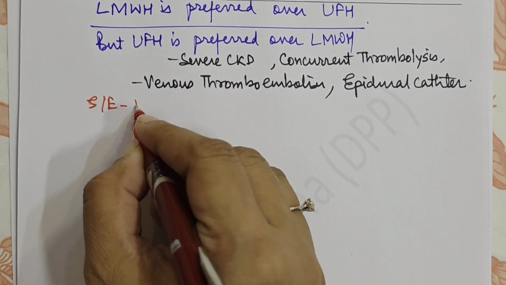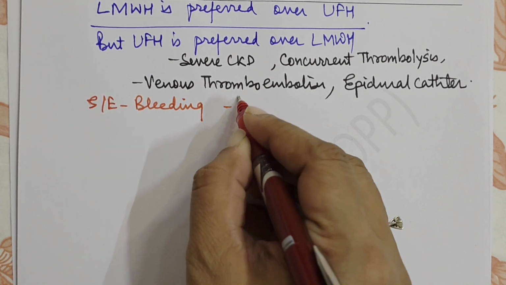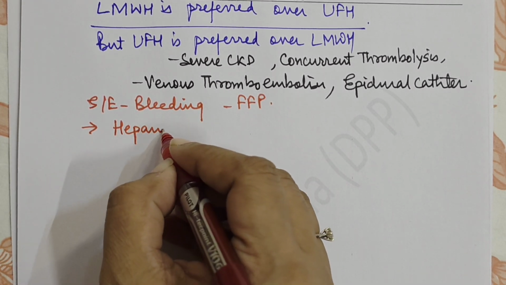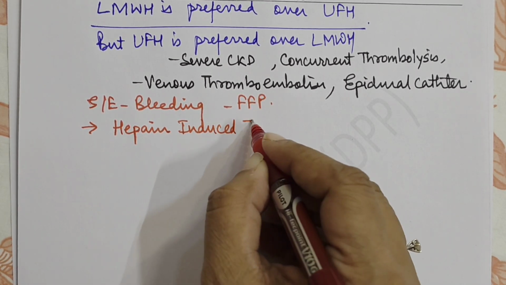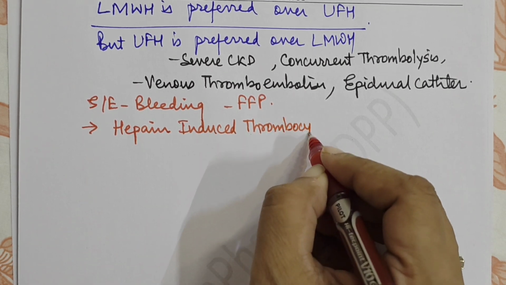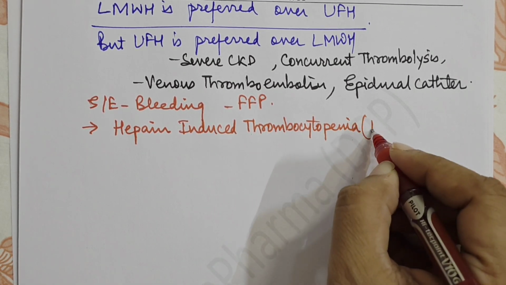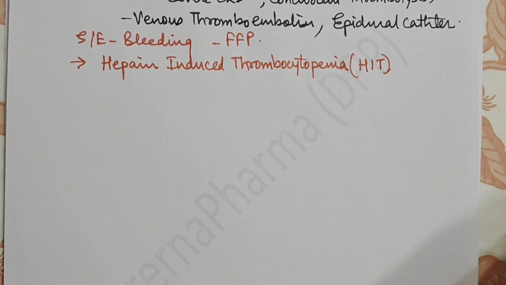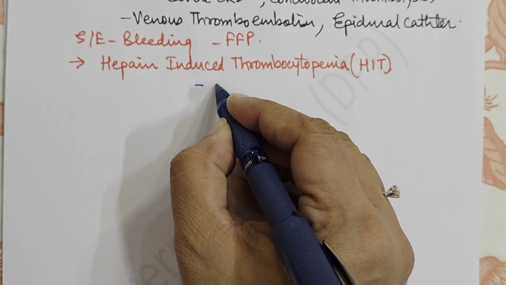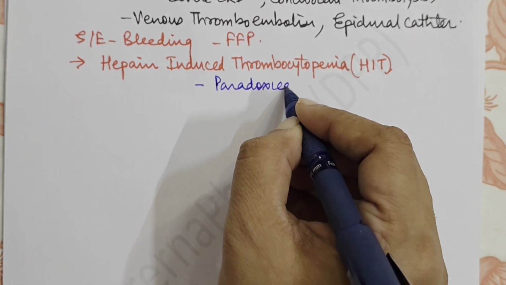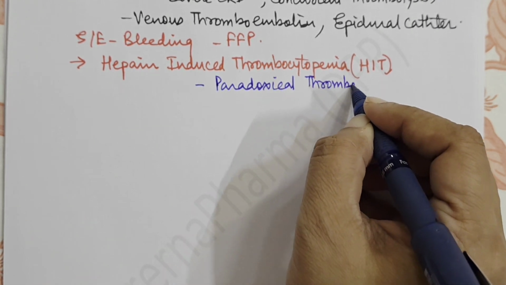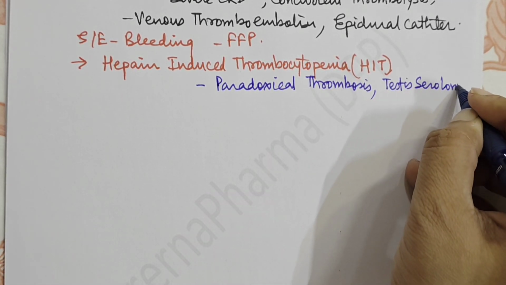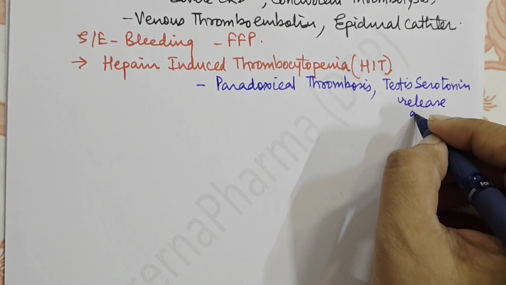The side effect is bleeding, and so you have to use FFP whenever there is bleeding. Then a major side effect is heparin induced thrombocytopenia. So this is a side effect which is seen with heparin. This is also called HIT. In this there is basically paradoxical thrombosis, and the test is serotonin release assay.